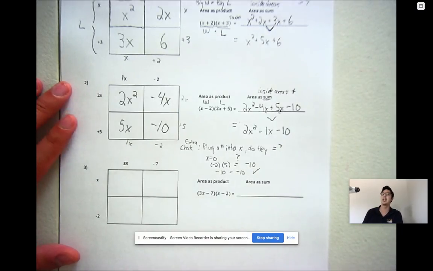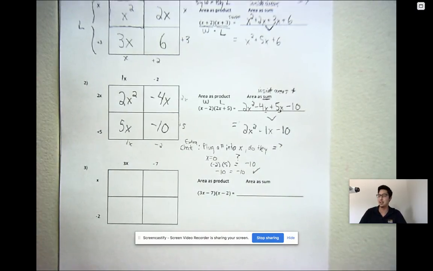That's like an easy way to check, did you do it correct or not? And you don't have to pick 0. You could pick any number. It should all work the same.